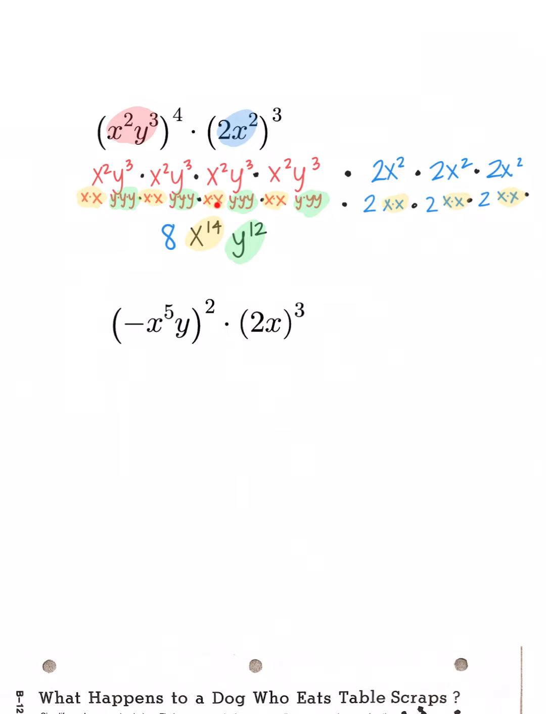Altogether, my yellow highlighted x's give me 14 x's being multiplied together, or x to the 14th. I have a total of 3, 6, 9, 12 y's being multiplied together, y to the 12th. And in terms of constants, 2 times 2 is 4, times 2 is 8. We always write our constant in the front at the beginning. So my final answer would be 8 x to the 14th, y to the 12th.